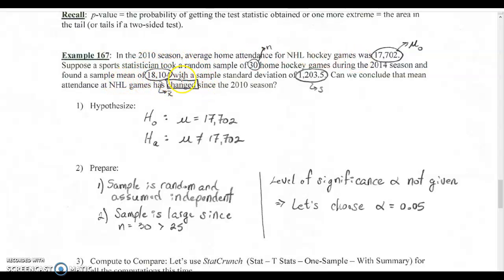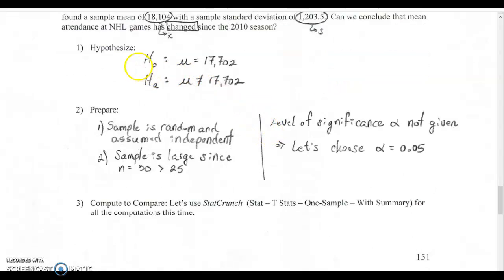So what we'd like to know is, is that sample mean enough information to say that we can conclude that the mean attendance at NHL games has changed? So we're looking for a two-sided hypothesis. And we also have information that the sample standard deviation, S, is 1,203.5. So the hypotheses are: the null is that mu is equal to 17,702, what we knew from the past. And the alternative, what we hope our sample can statistically demonstrate for us, is that it's not equal to that anymore.